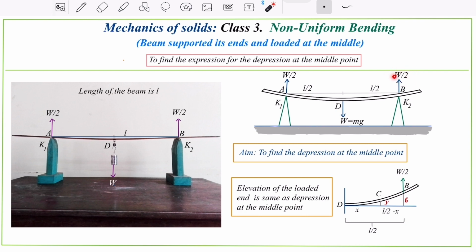So what is our assumption? That is the elevation of the loaded end. The elevation of the loaded end of the inverted cantilever is equal to the depression at the middle point when the beam bends non-uniformly. That is, the elevation of the loaded end is the same as the depression at the middle point.